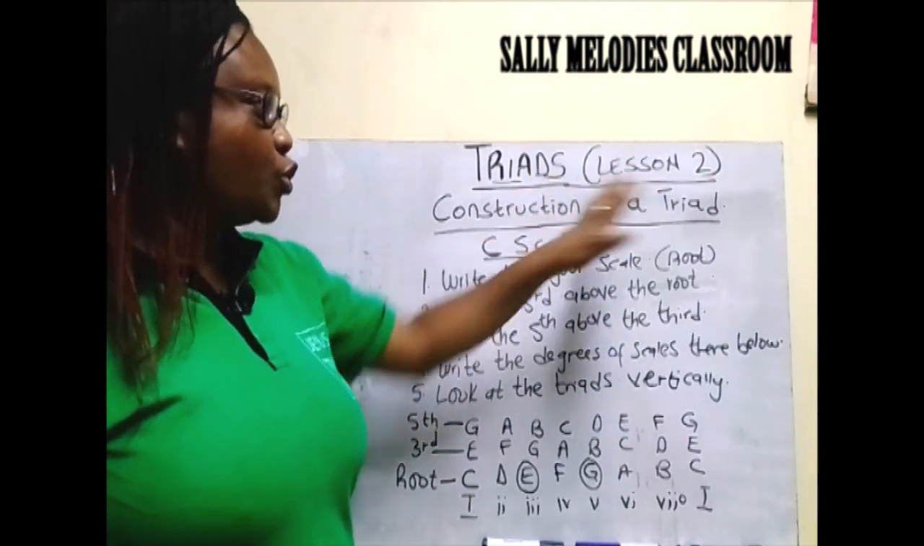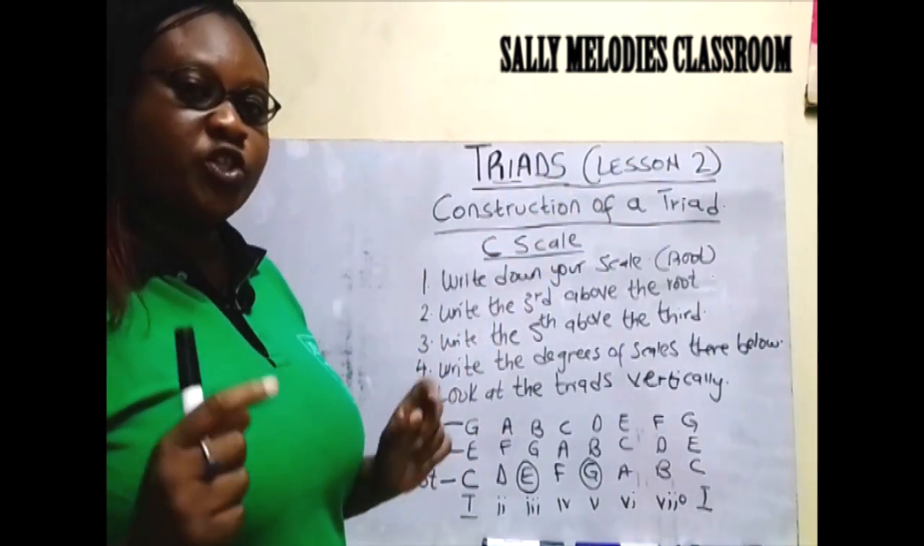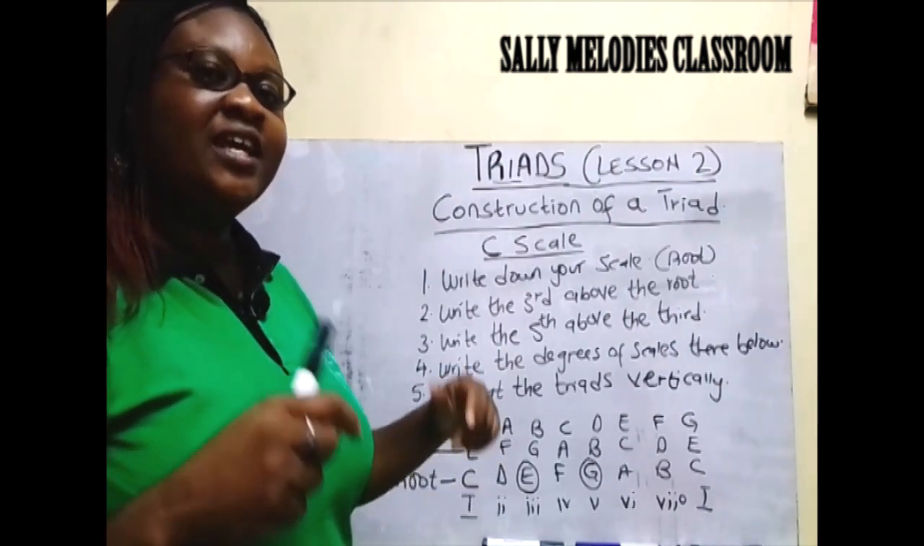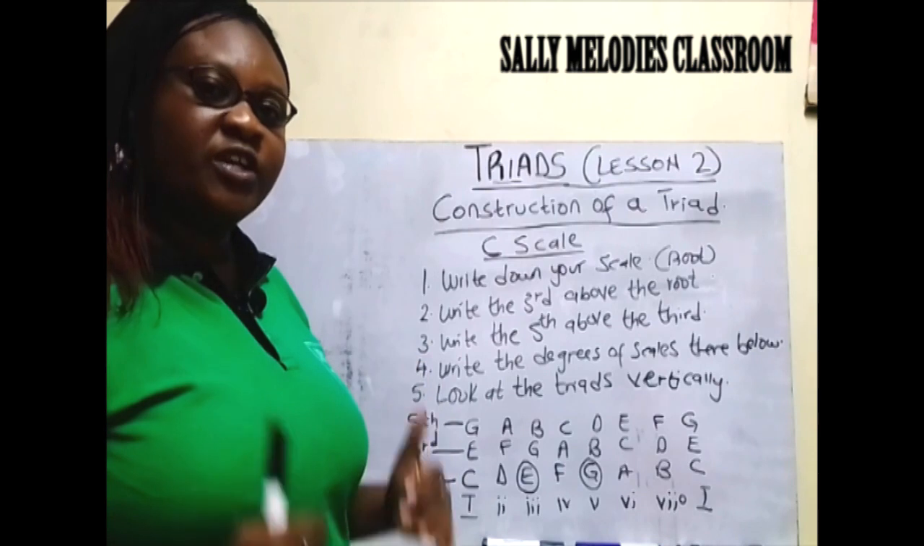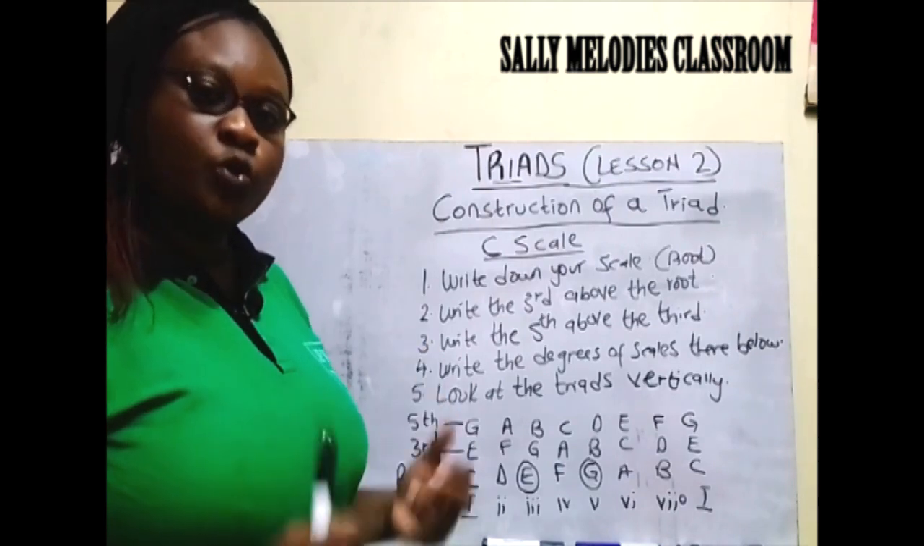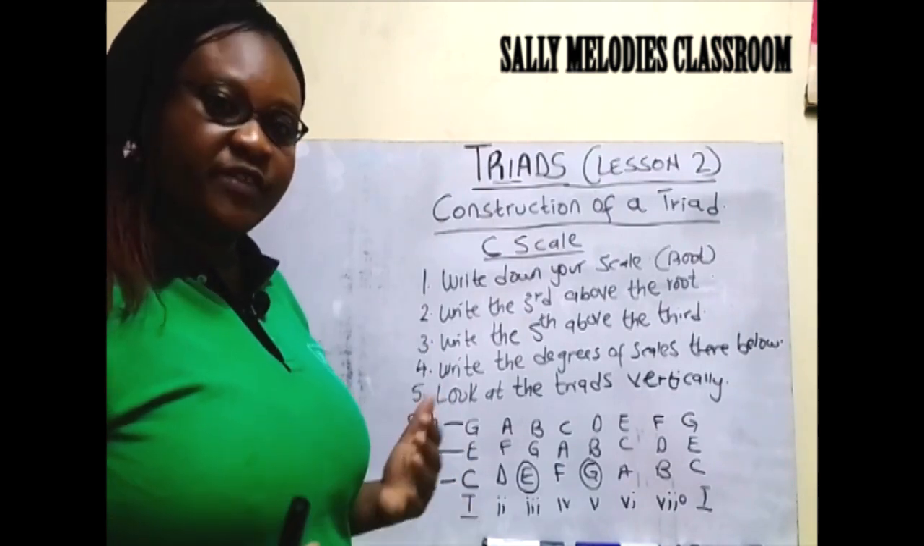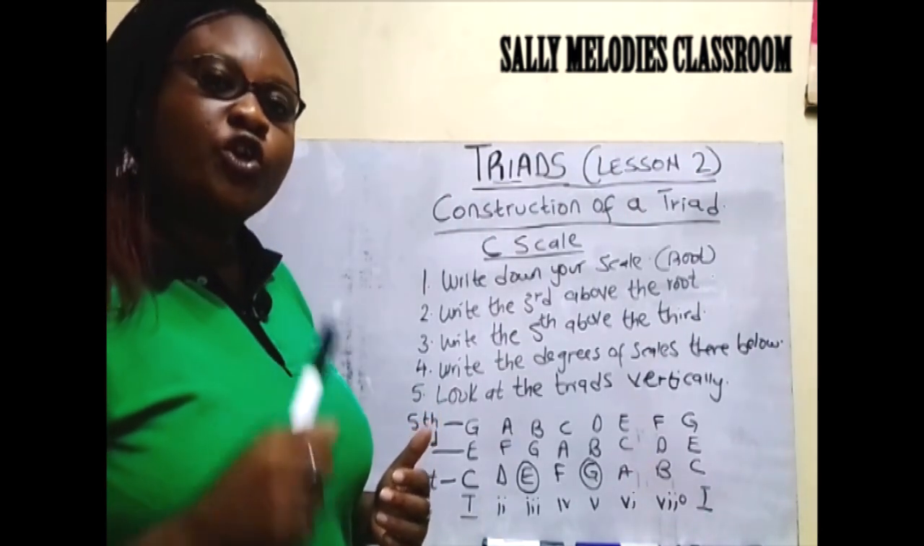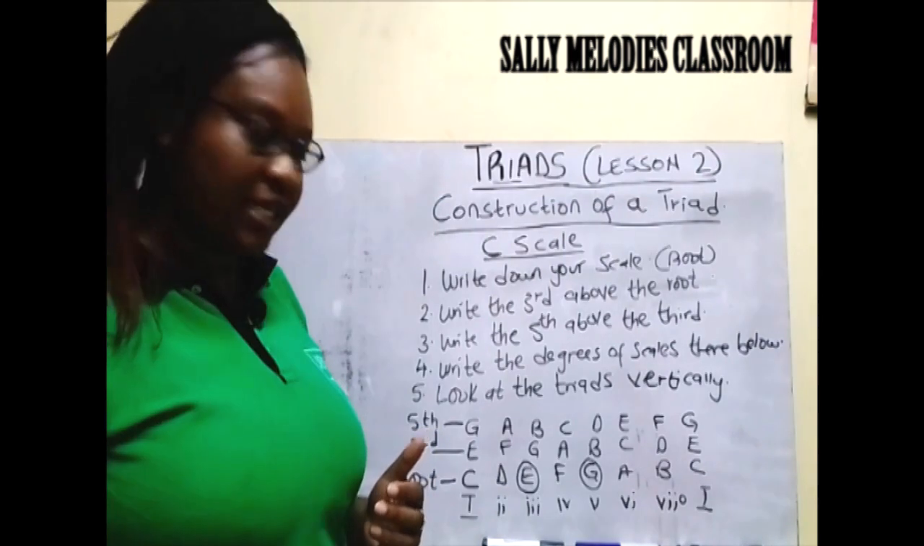Triads Lesson 2. Remember what we talked about triads. A triad is a set of 3 notes or a chord of 3 notes which are built on a root, a third and a fifth. And we also said a triad can be built on any degree of the scale.